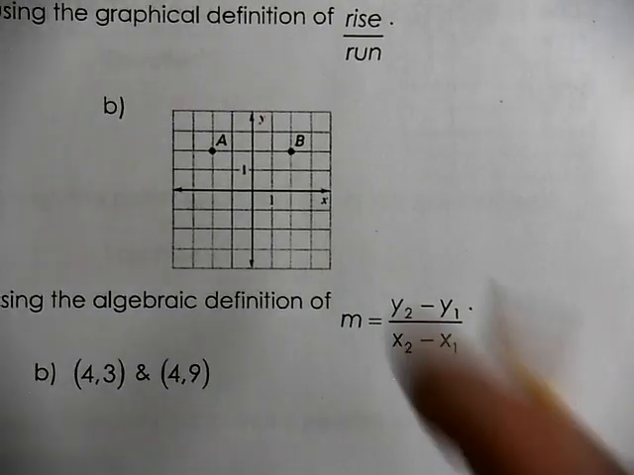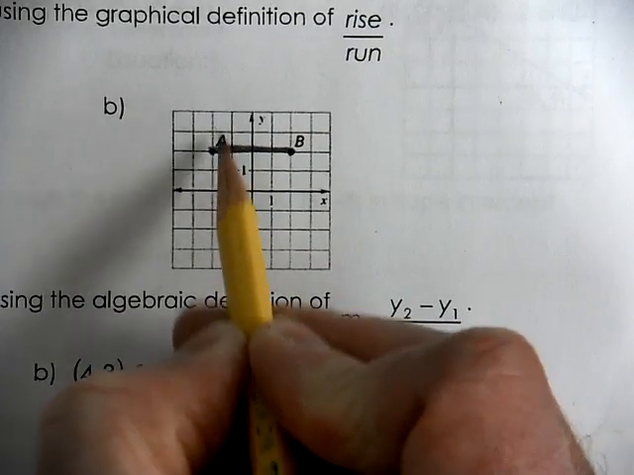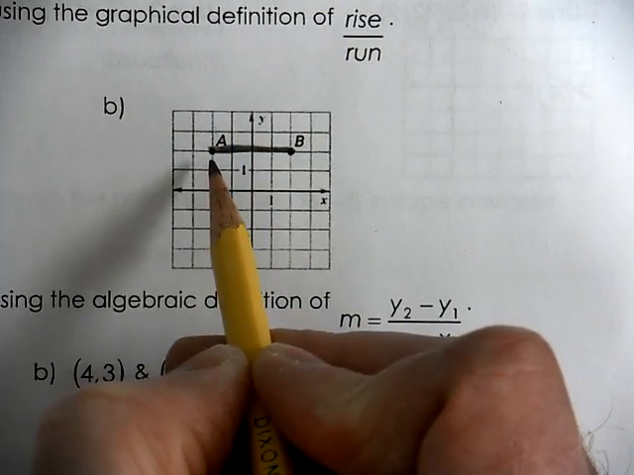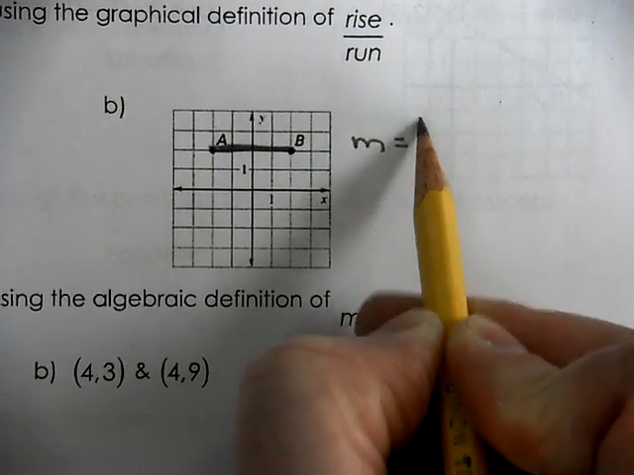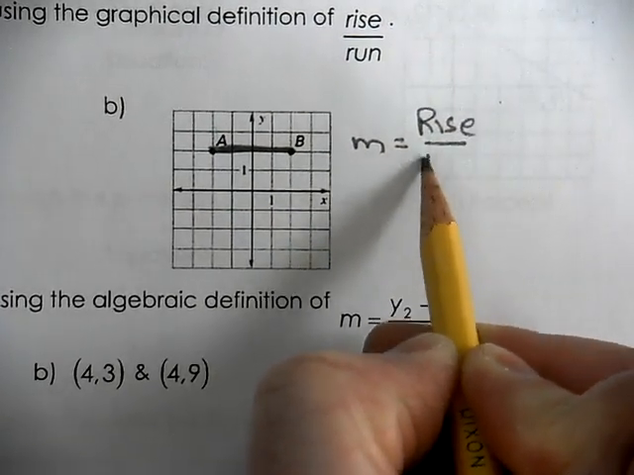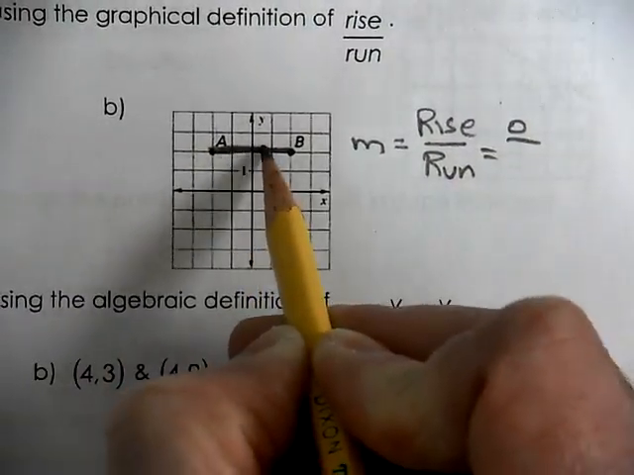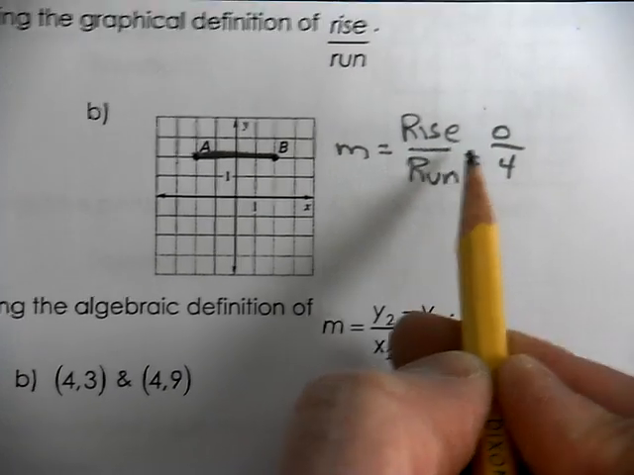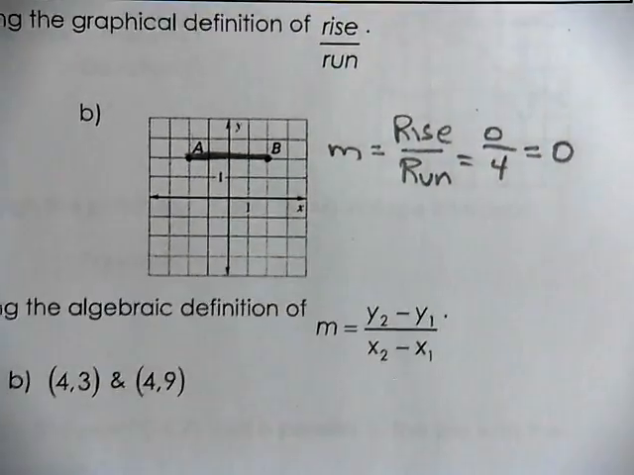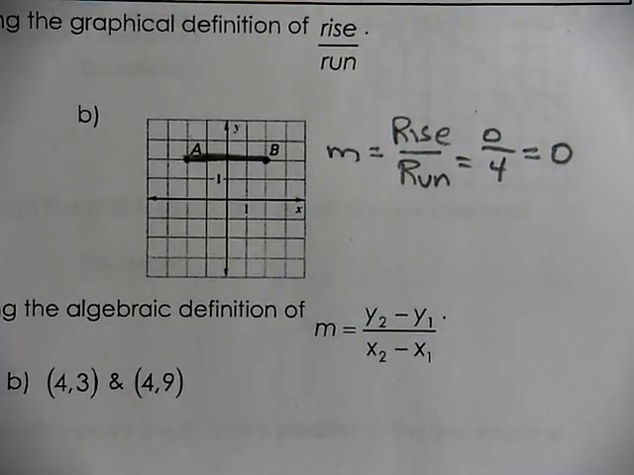Let's try this next one. When we connect the A and the B, notice that the height, the y value change, is 0. So our slope is m. Remember, that's going to be rise over run. We're rising up nothing, but we're running over an amount. It really doesn't matter what amount we run over, because if the numerator is 0, then the slope is 0, as long as the denominator is not 0. If the top is 0, we get 0.